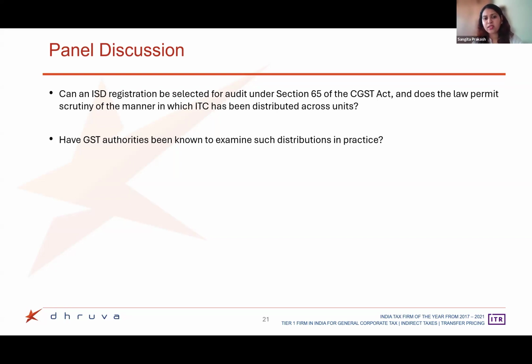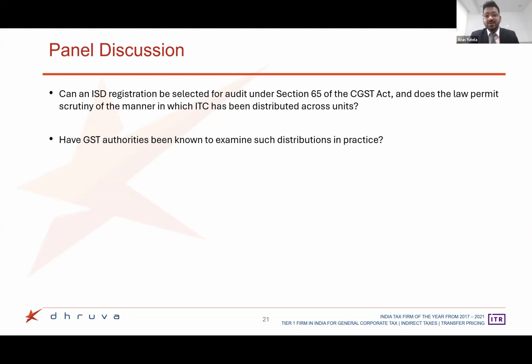However, practically for cases where some companies that I've interacted with have had ISD registrations in the past, the audit has been undertaken concurrently along with the regular registration in the state. But I think going forward, there is a possibility and a high chance that there will be a separate audit for ISD, because there needs to be a higher rigor and examination of how the credits have been distributed. And going back to the topic of whether the credits that have been distributed are common, have they been distributed accurately? So I think we will see audits for ISD going forward in a more streamlined and rigorous manner.